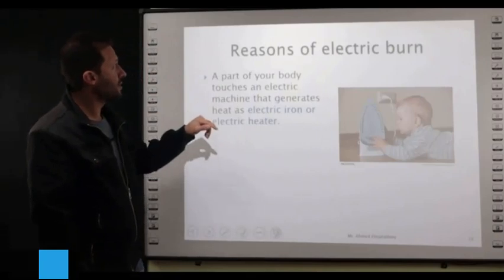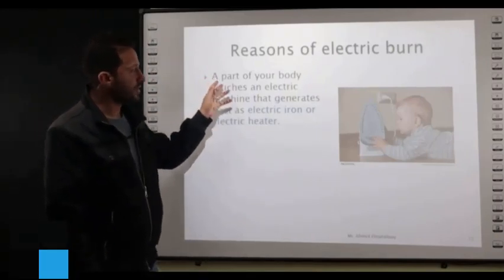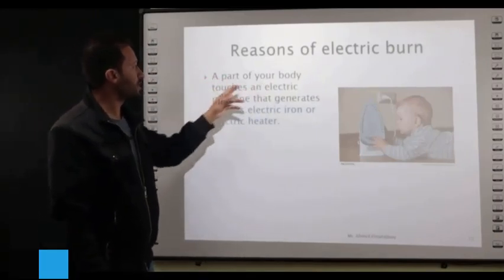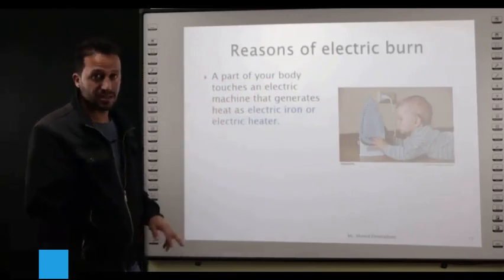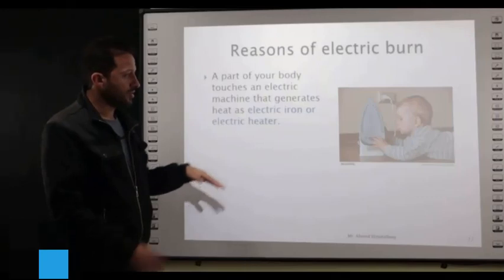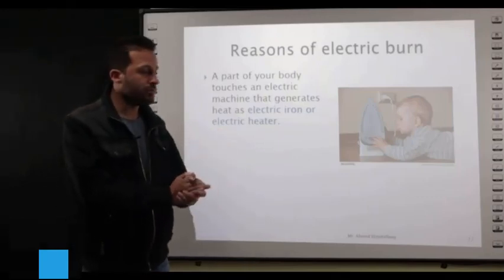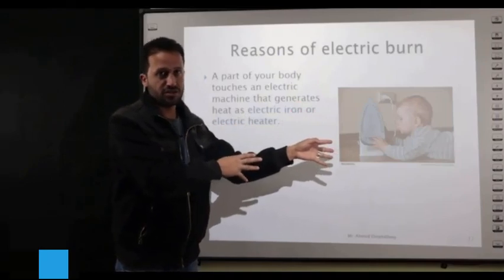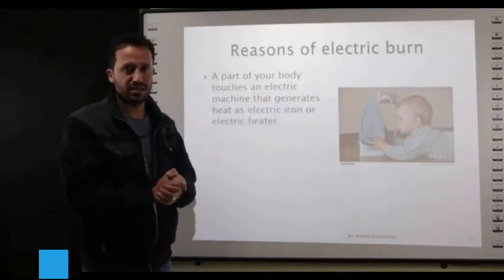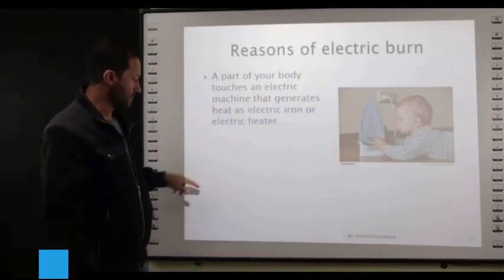Number 3, from the reasons of electric burn, a part of your body touches an electric machine that generates heat, such as an electric iron or electric heater. So if we have children at home, we have to disconnect all machines that generate heat, all that use electric energy, and keep them away from babies.